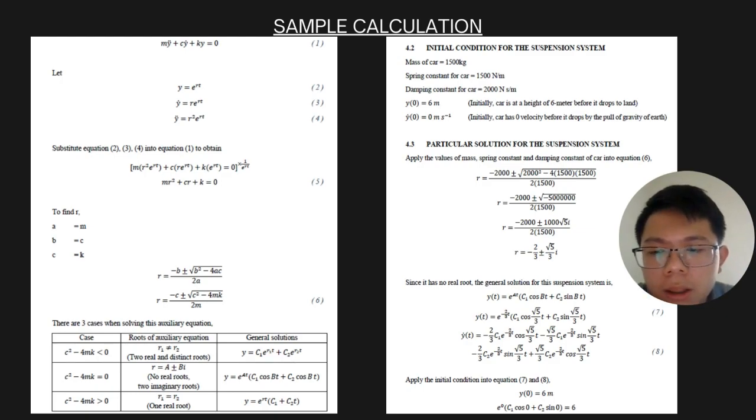And also we apply the initial condition that the car is initially at a height of 6 meters before it lands, with zero velocity before it drops by the pull of gravity of Earth. Then we get that the particular solution for this suspension system is y(t) = 6/5 e^(-2/3 t) times (5 cos(√5/3 t) + 2√5 sin(√5/3 t)), which is shown on the right side of the slide. So this is the end of the particular solution for the suspension system.